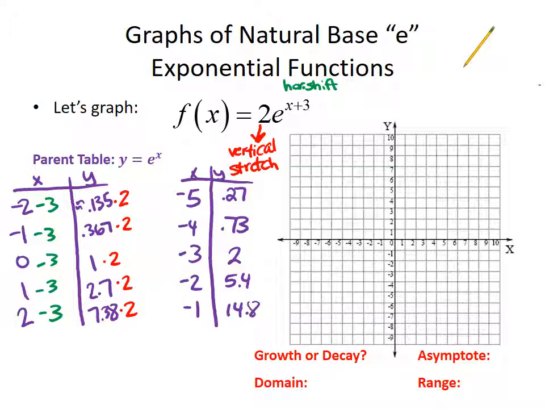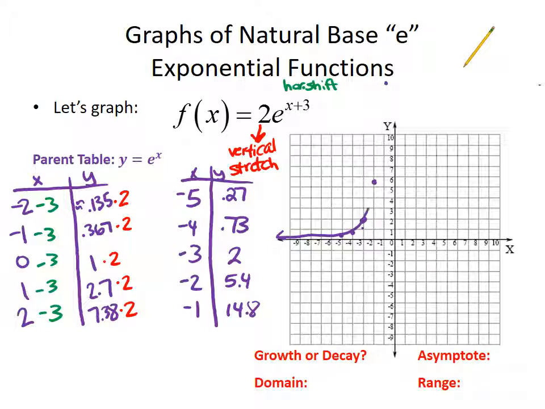So let's take a look. If we graph -5, 0.27, -4, 0.73, -3, 2 should be exact, -2, 5.4, and -1 is going to be very high up there. So we can't quite get that on our graph.